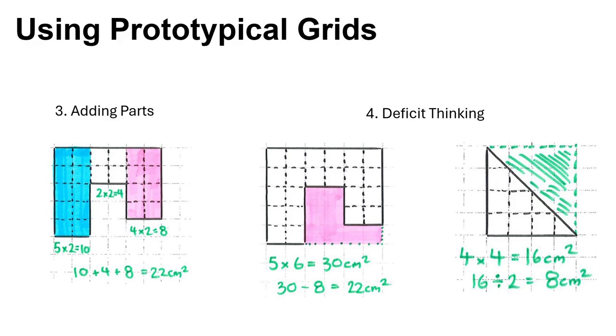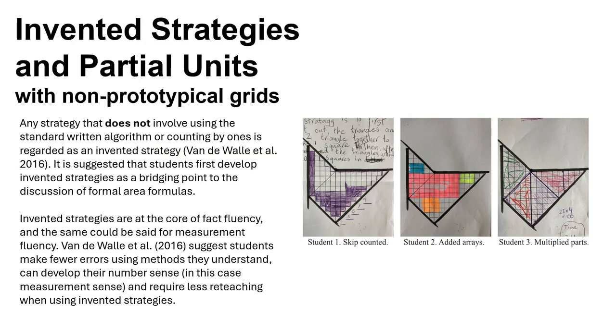If we have a right angled triangle, we can make it into a square and go 4 fours is 16. Half of 16 is 8 centimeters squared. Makes it really simple, really easy for students to calculate the area of irregular shapes just by using deficit thinking. So use deficit thinking. Make sure you're teaching deficit thinking. It's a really, really impactful tool when it comes to calculating area.